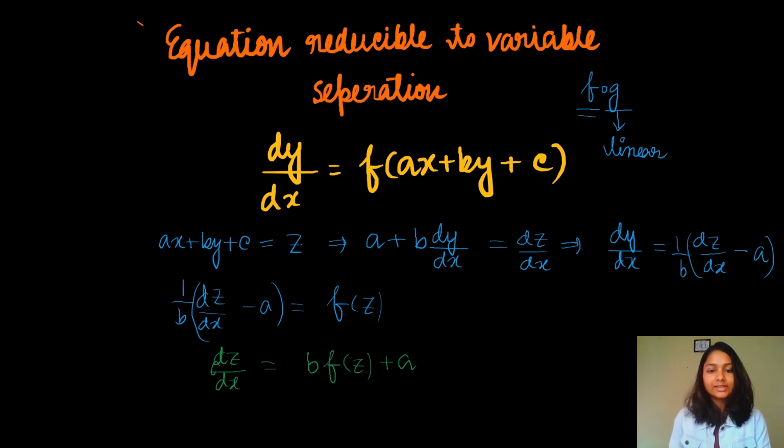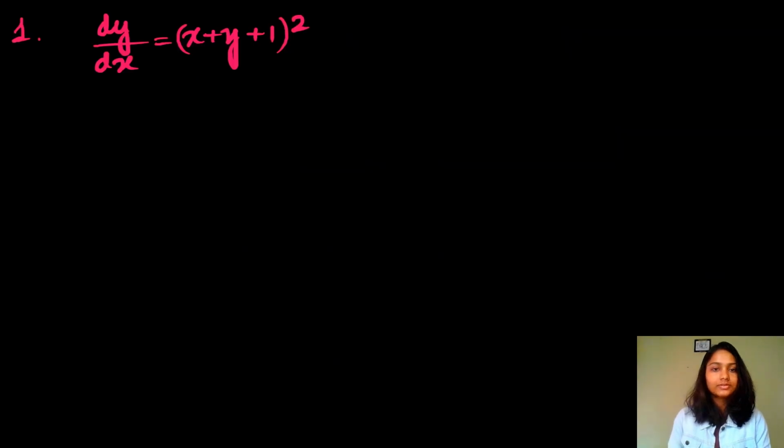We can take this term, b into f(z) plus a, below dz, and we can take this dx term to here. So after that, we can use the separation of variables method and integrate these terms. So now let us come to some examples.